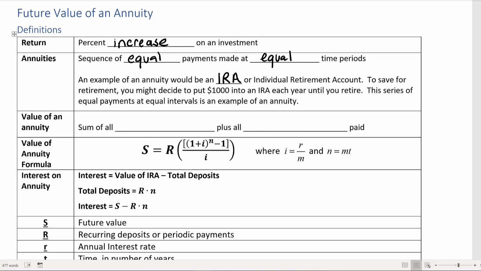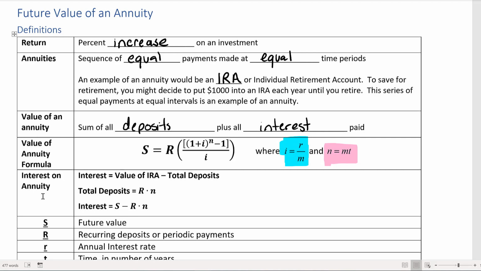So the value of an annuity is the sum of all deposits plus all of the interest that was paid and earned during that time. The formula for the value of an annuity is S = R((1 + i)^n - 1)/i. We also see that i = r/m and n = m times t, so those are the same as before, but there are a lot of new things here, S and R, and we will discuss what all those new variables mean in just a moment.